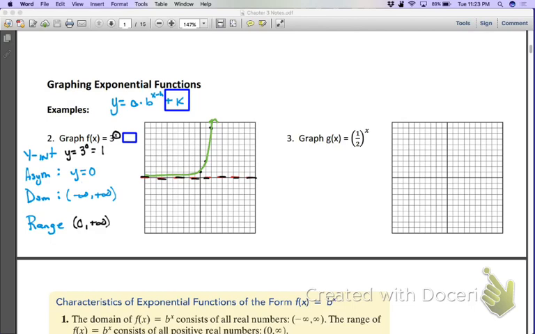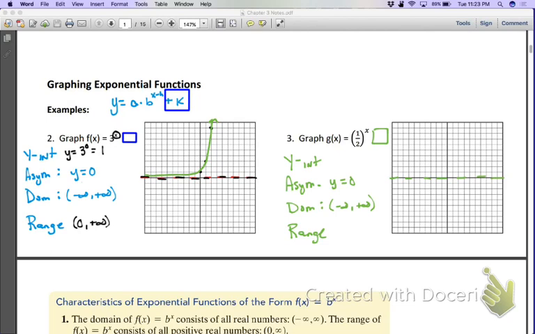Same way over here on 3. We've got to find 4 things. We've got to find the y-intercept, the asymptote, the domain, and the range. Domain, automatic, negative infinity to positive infinity. Asymptote, again, nothing out here, so just y equals 0. So imaginary line right there at 0. Just a dashed line all the way across.